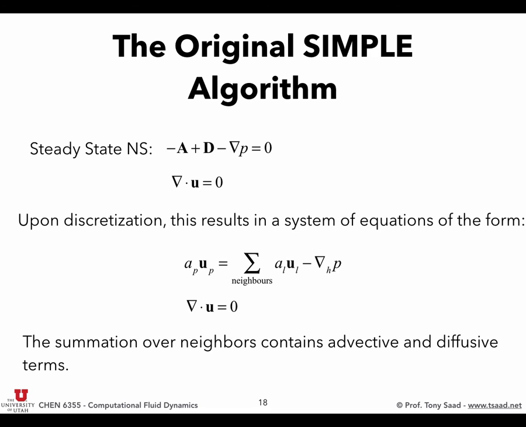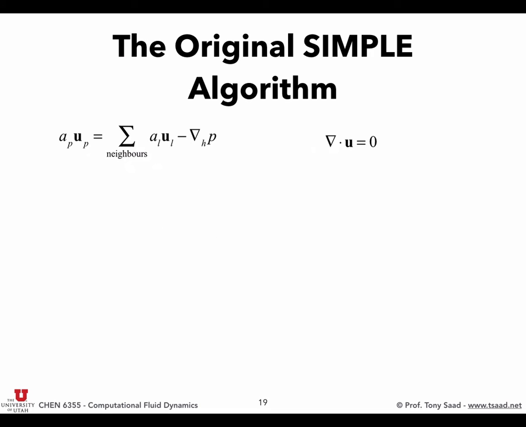Okay. So now what happens? In practice, how would we go about solving this equation? Let's say I give you an initial pressure, P star, a guess pressure. You take P star and plug it in this equation. It's going to give you a velocity field.